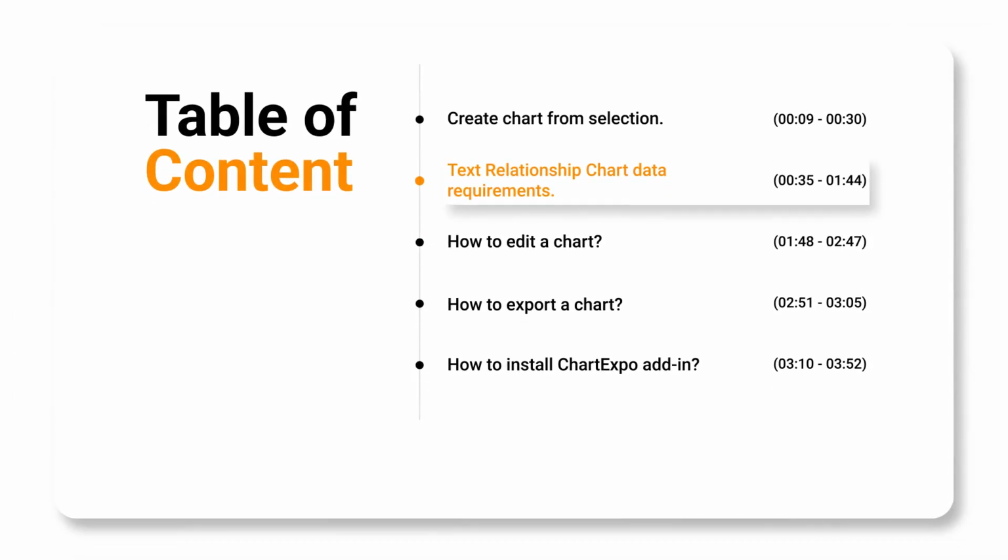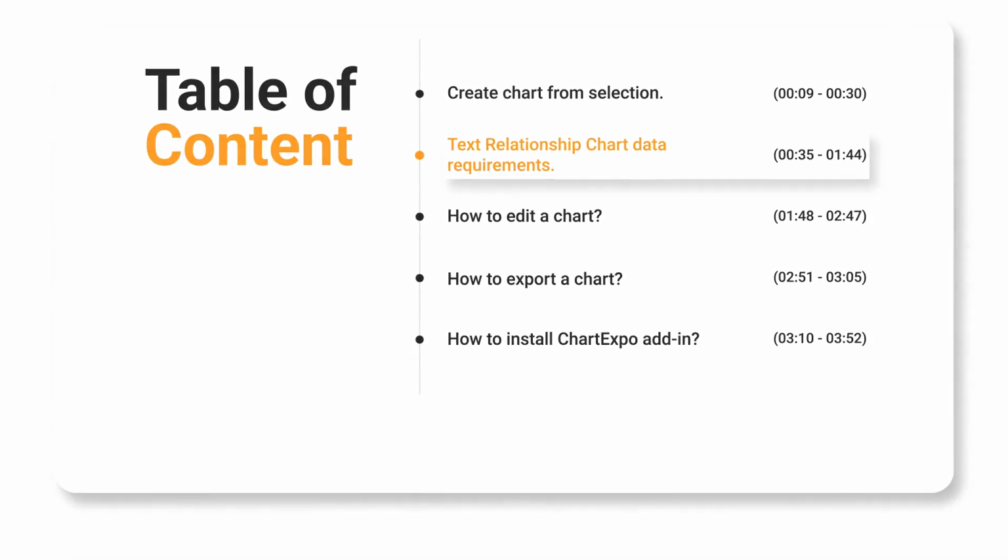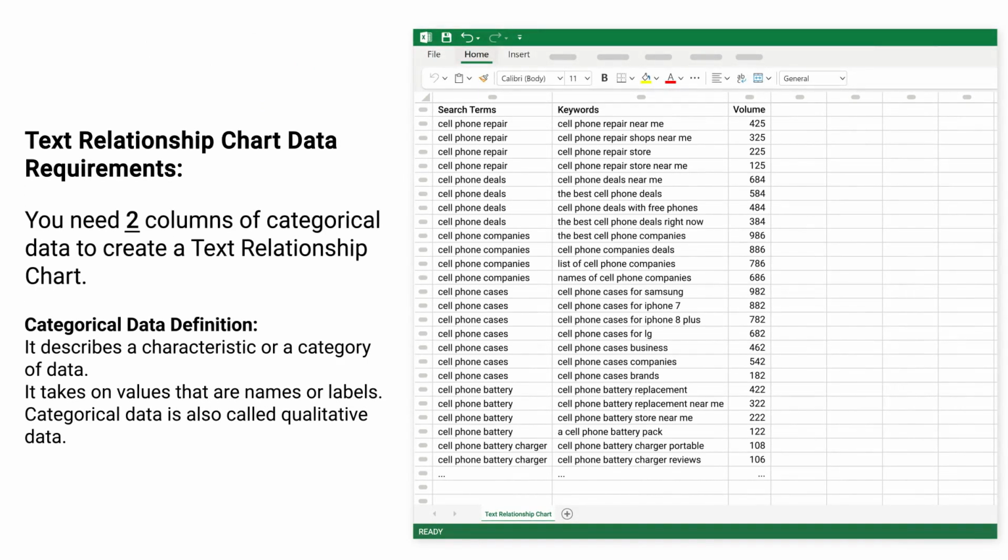Text relationship chart data requirements. You need 2 columns of categorical data to create a text relationship chart. Categorical data definition: it describes a characteristic or a category of data. It takes on values that are names or labels. Categorical data is also called qualitative data.